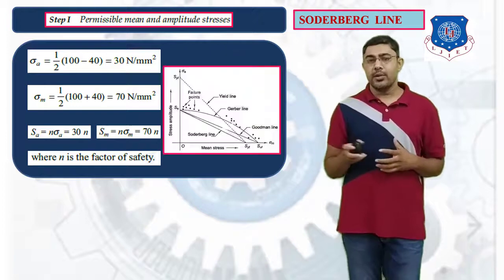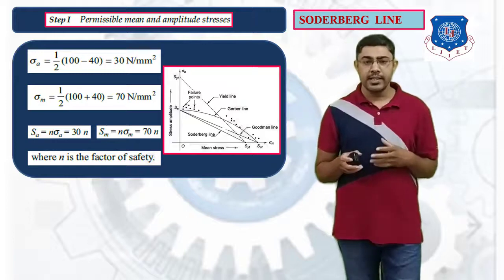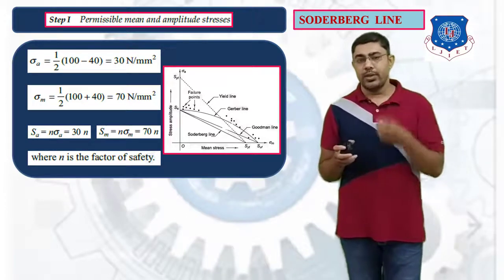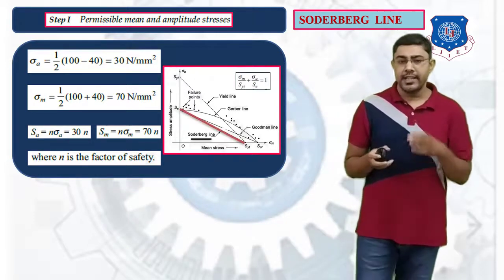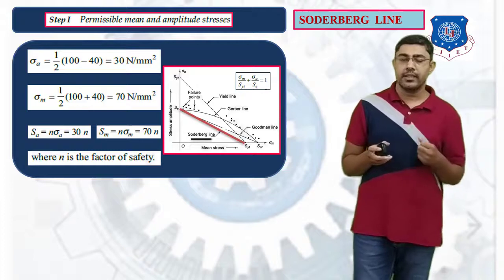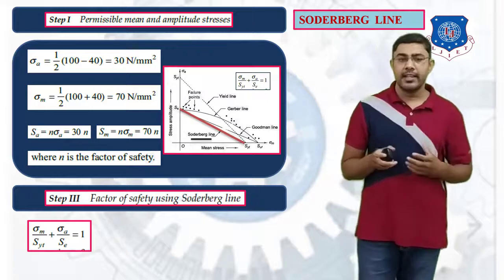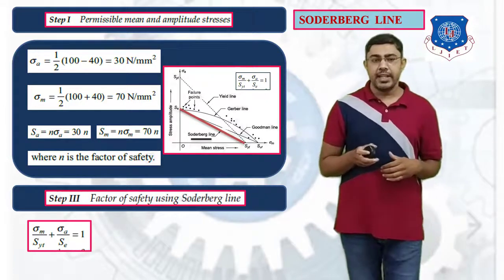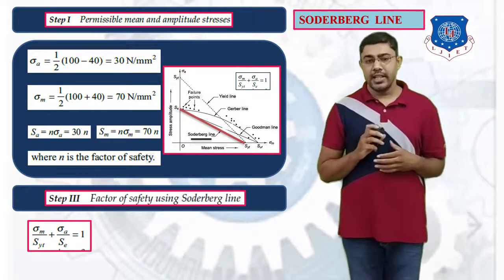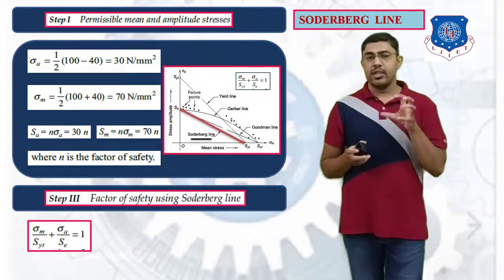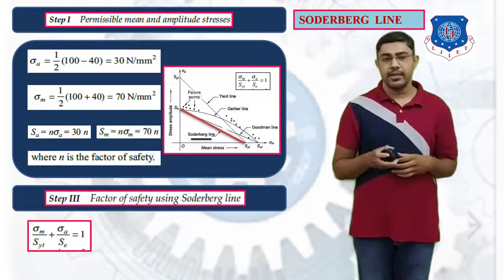Now consider the Soderberg line criteria. From the graph of mean stress versus stress amplitude, the Soderberg line is connected between SE and SYT, and it is a straight line. According to this configuration, the equation of the Soderberg line is SM upon SYT plus sigma A upon SE is equal to 1. This is the Soderberg line equation, and we have to find the factor of safety according to this.